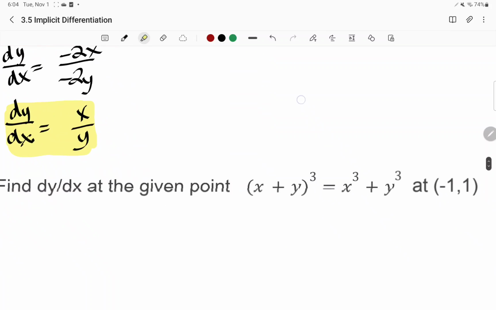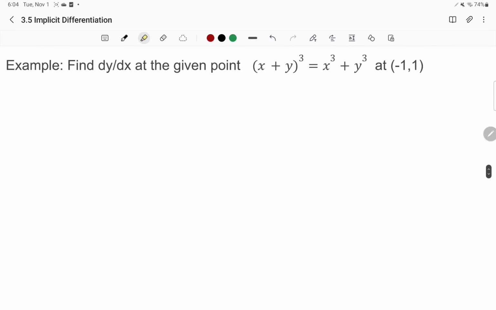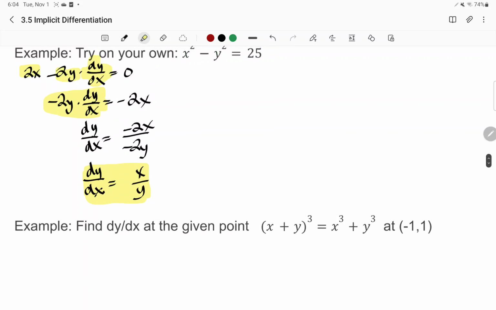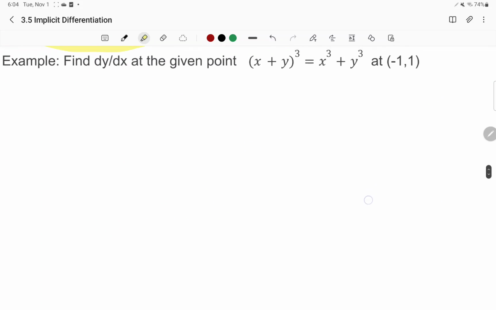Okay, let's try another one. Now, this one has a given point. So when you find the derivative, so at this point right here, really at any point from here on, you could plug that in, or you could take it all the way to the end. It's entirely up to you. But go ahead and try this one.